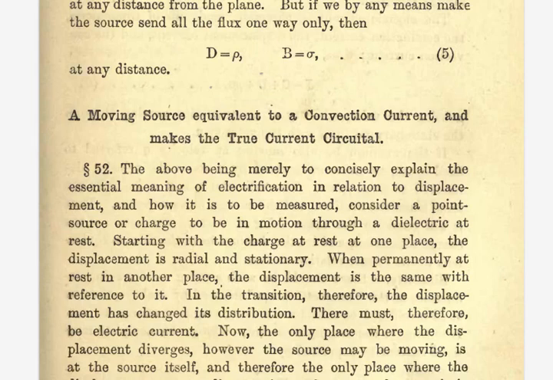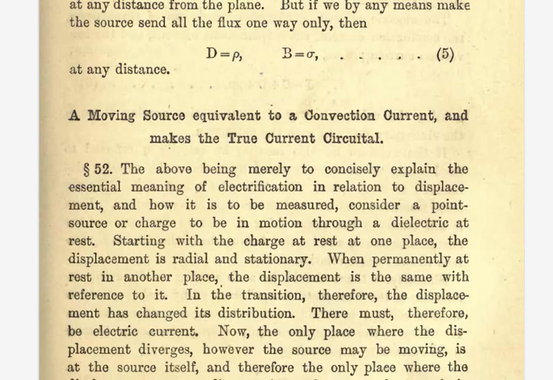moving source equivalent to a convection current, and makes the true current circuital. 52. The above being merely to concisely explain the essential meaning of electrification in relation to displacement, and how it is to be measured. Consider a point source or charge to be in motion through a dielectric at rest.